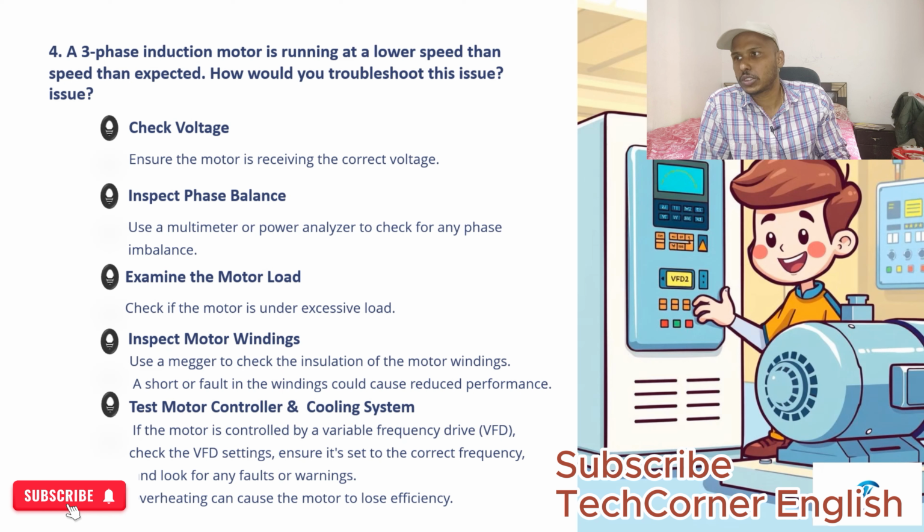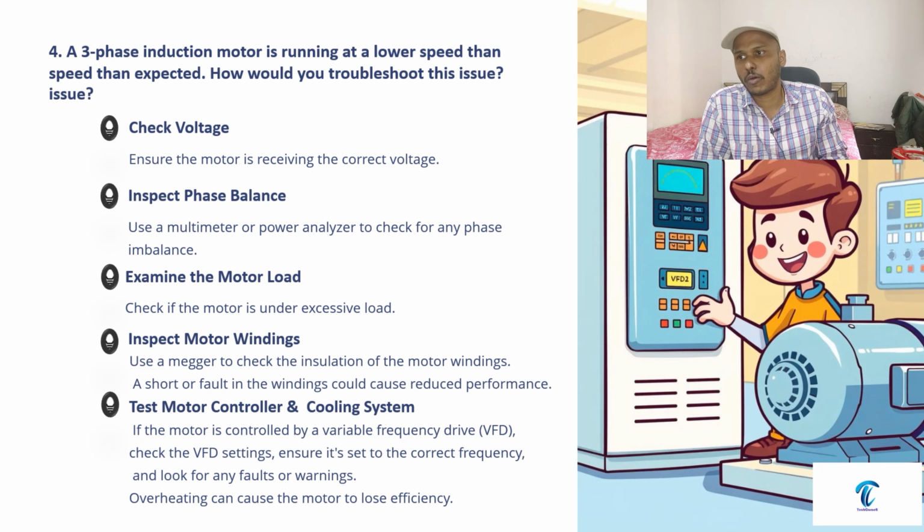And coming to the fourth question, a three-phase induction motor is running at lower speed than expected. How do you troubleshoot this issue? So it's again related to a motor issue. It is running at lower speed. So whenever there is a motor related issue, the first question's answer is fine. The way we troubleshoot is almost the same, but a few steps we need to take care of differently. That's all. So again, we have to check the voltage, whether the phases are coming proper or not.